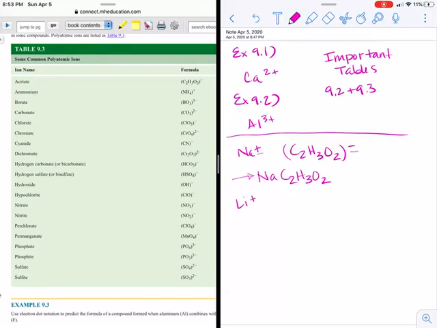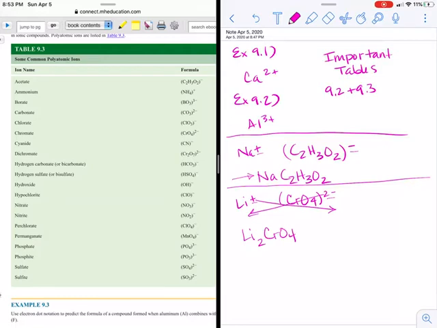Let's do lithium, and let's do chromate. So chromate is this one. The reason I wanted to do this one is because they have different numbers. So they have +1 and -2. So what happens is you take this 2 and you pull it down over here, and you take this 1 and you pull it over here. So you end up with Li2CrO4. And you don't have to write a 1 after it, okay?